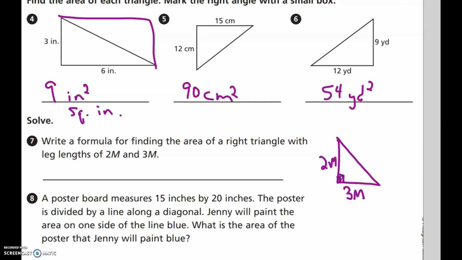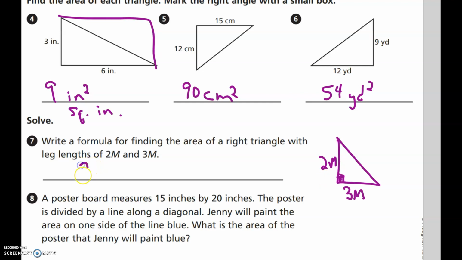Later on, when you get to 6th grade, you're going to learn that this side across from the right angle is called the hypotenuse, and it's the longest side of a triangle. But you don't need to know that today. The legs are the other two sides. This would be the hypotenuse, and those would be the legs. So if you're going to find the area of that, just pretend those are numbers.